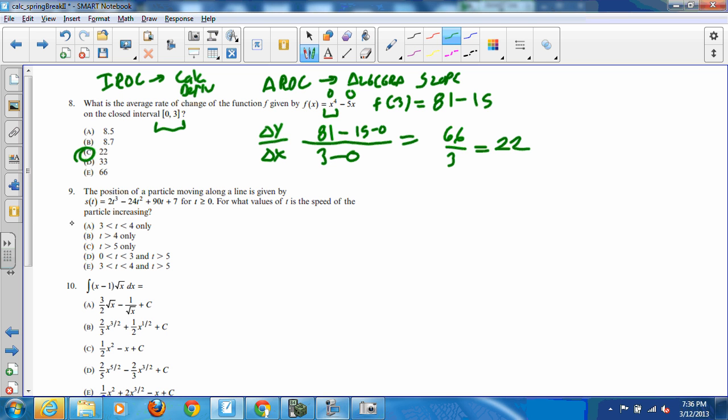Okay, another motion problem here, position. And they want to know for what values is the speed of the particle increasing. So when you see the word speed, you want to think absolute value of velocity. Another way of evaluating this is a trick we talked about, where if the sign of the velocity matches the sign of the acceleration, we say that a particle is speeding up, right?